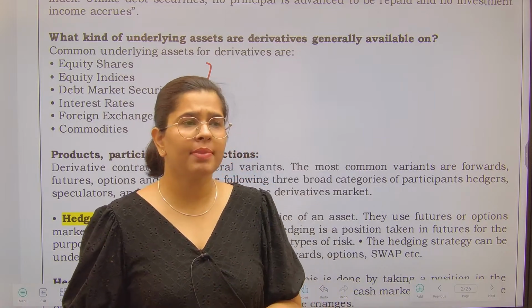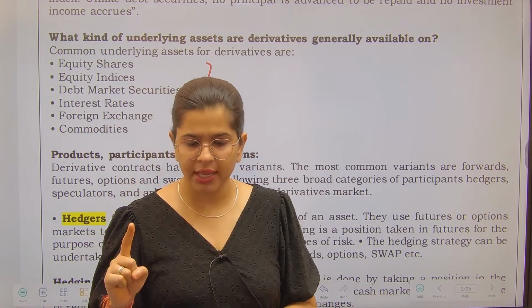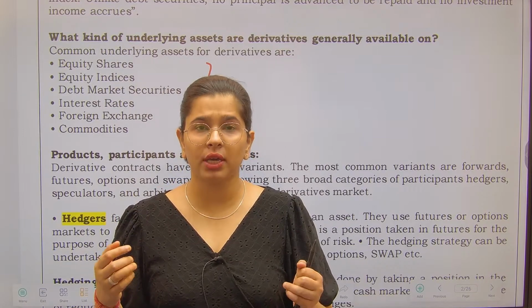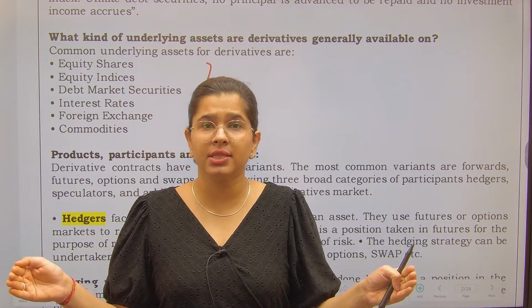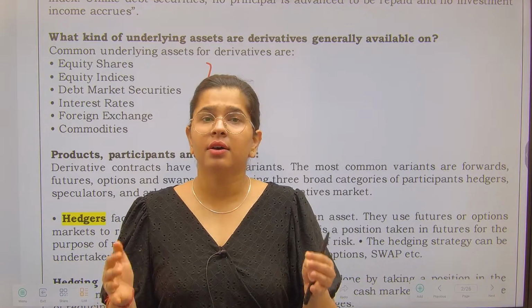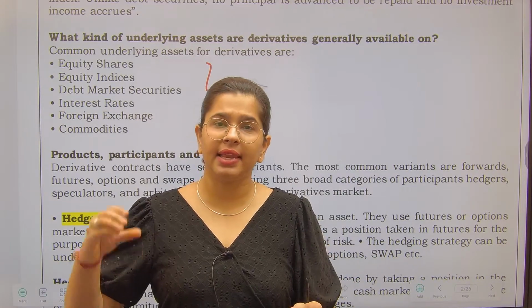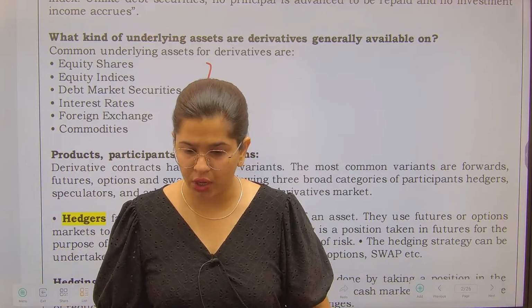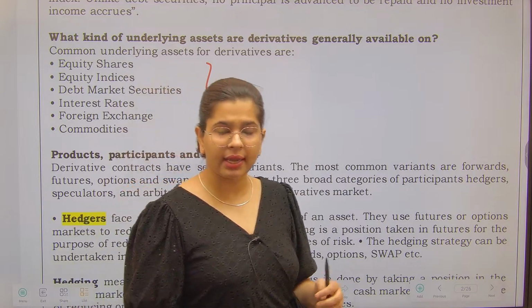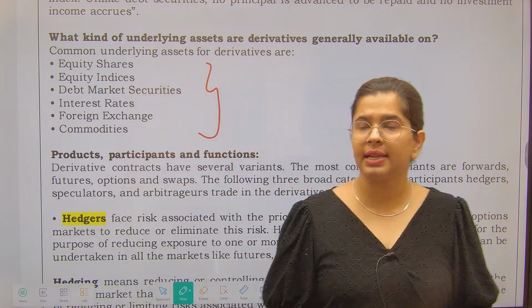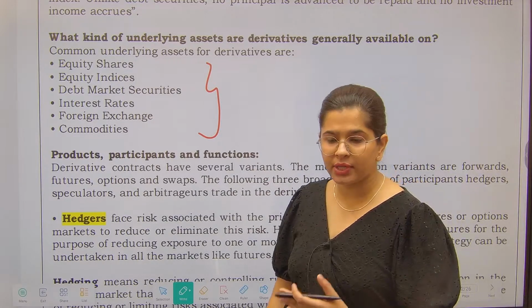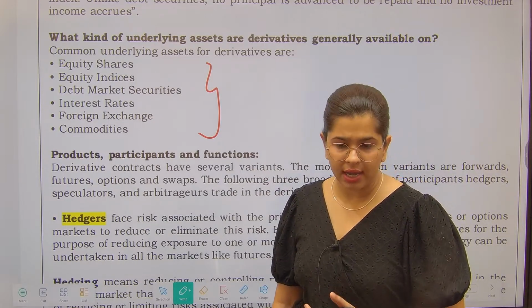So equity share means you are talking about just one share. Equity indices means you are talking about a basket of equity shares which are together calculated and then an average has been found out. ठीक है, so आप एक अकेले equity share को भी अपना asset ले सकते हो. You can take the equity indices also as your assets.